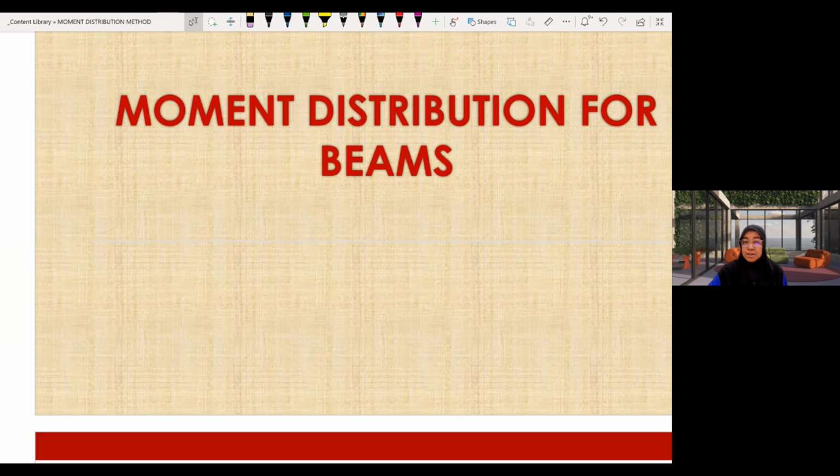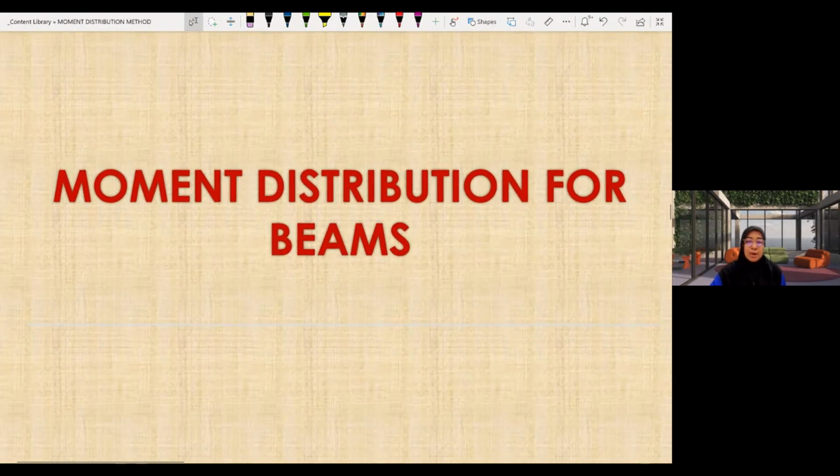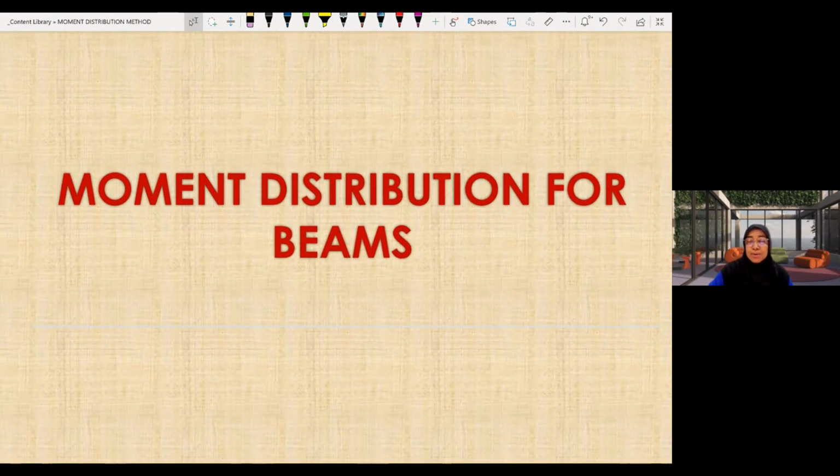Okay, that's the thing that you should understand before we start the example. You should understand the stiffness factor and how we calculate it. So in the moment distribution method, the first thing to understand is stiffness factor. We calculate stiffness factor based on two far end conditions: far end fixed, far end roller. For far end fixed, we use 4EI over L, and for far end pin or roller, we use 3EI over L. Okay, that is the member stiffness factor.